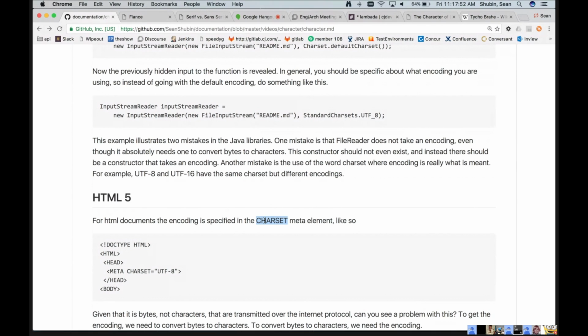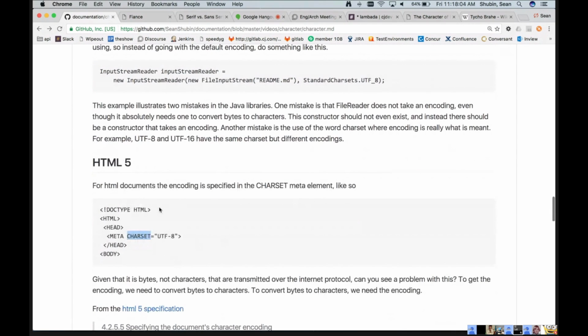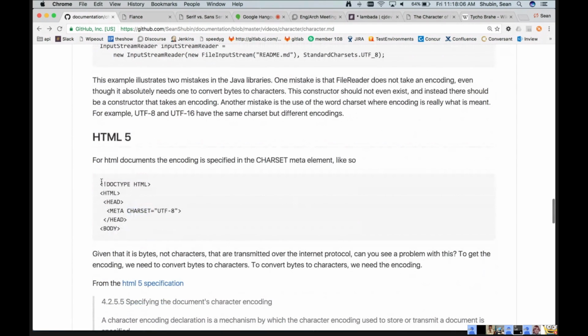What they mean is encoding. The char set is just a set of characters that are represented by encoding. They call it char set, but just remember, anytime you see char set, usually what they're referring to is encoding. So how do we specify the char set in an HTML document? Well, we've got this meta tag that specifies the char set.